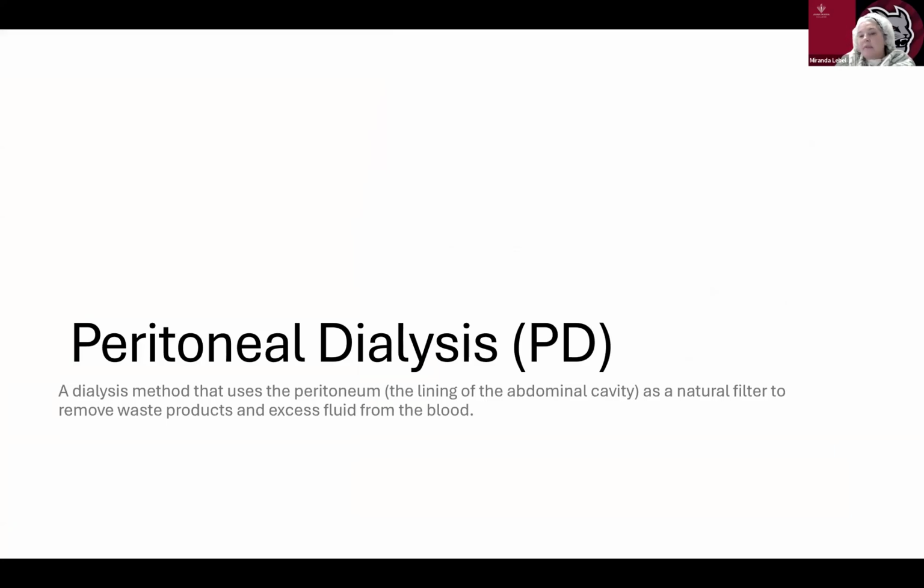Now we're going to move into the types of dialysis. So we have peritoneal dialysis. This is a dialysis method that uses the peritoneum, the lining of the abdominal cavity, as a natural filter to remove waste products and excess fluid from the blood.